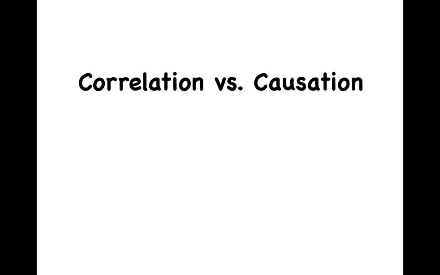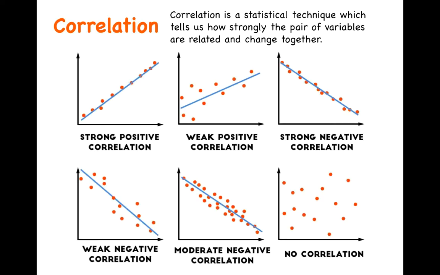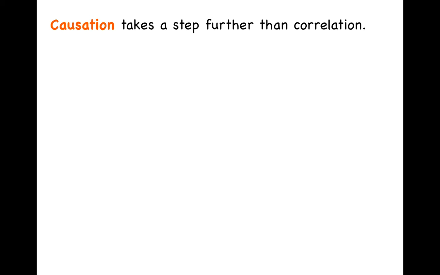Today my assembly is going to be on correlation versus causation. Now I'm sure you've come across correlation before. This is a statistical technique which tells us how strongly a pair of variables are related and change together. And I'm sure you've come across this in science, in maths, etc. Causation, though, may be a new concept, and this takes correlation a step further.